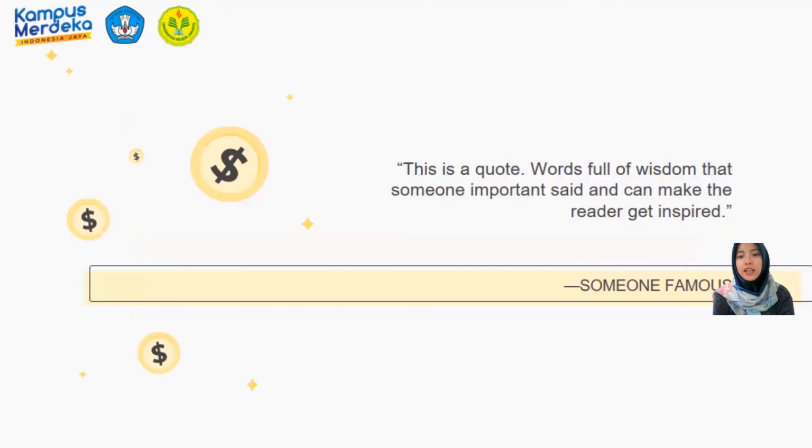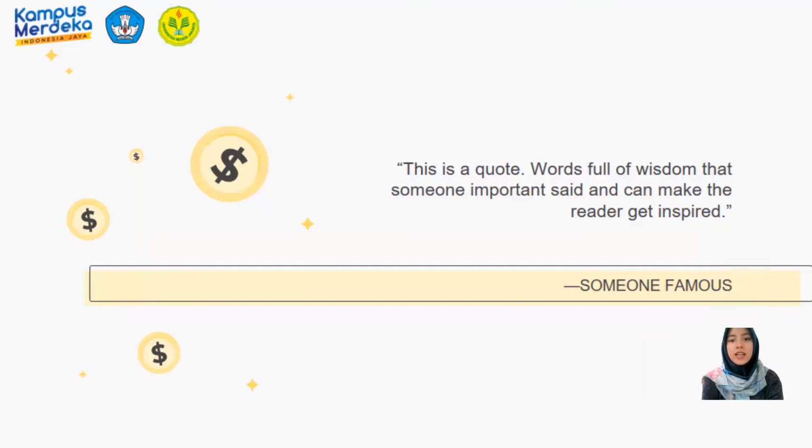And here I have a quote from someone famous. This is a quote, words full of wisdom that someone important said and can make the reader get inspired. So, if you read a lot, you can get inspired by those words.